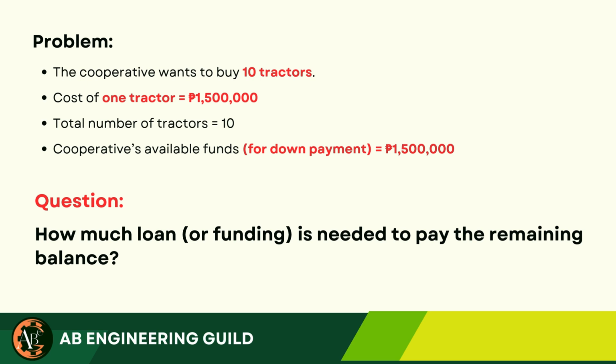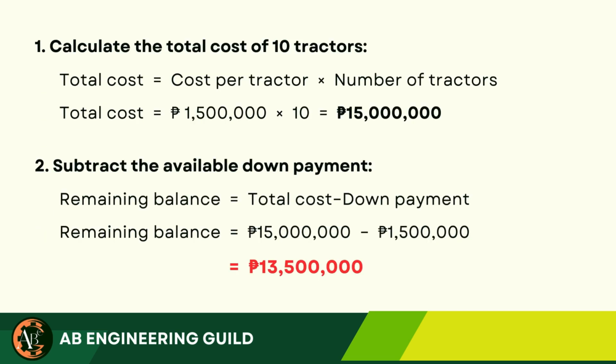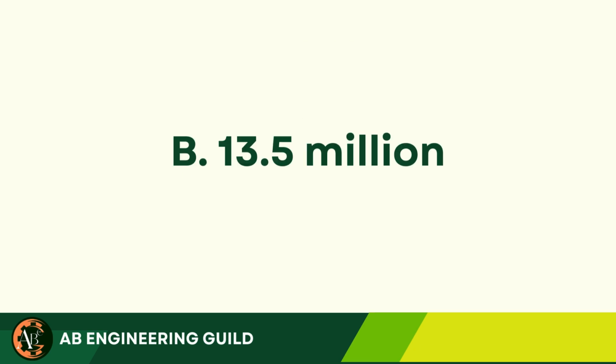To solve the problem, we first calculate the total cost of the 10 tractors by multiplying the price of one tractor, which is 1,500,000 pesos, by the total number of tractors, which is 10. This gives a total cost of 15 million pesos. From this amount, we subtract the cooperative's available funds of 1,500,000 pesos, which will serve as the down payment. After subtraction, the remaining balance comes out to 13,500,000 pesos. This means the cooperative needs a loan of 13,500,000 pesos to cover the rest of the cost.